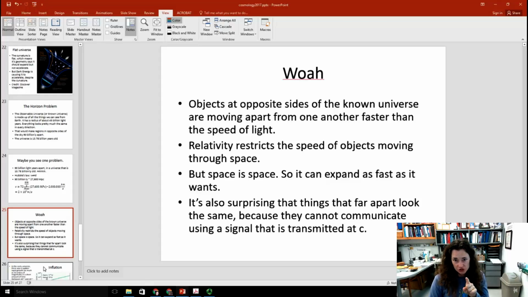Well, relativity restricts the speed of objects moving through space. But space is space. So it's not moving through space because it is space. So that means that space can expand as fast as it wants. Space does what it wants. Sorry.